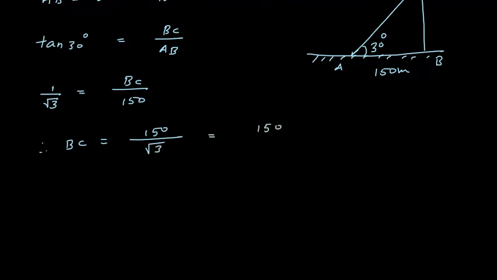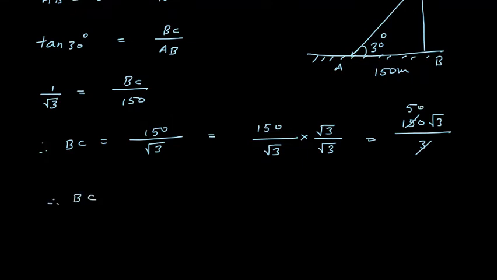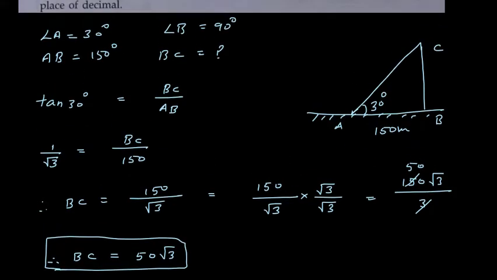Now I have to find up to one decimal place, so I will say that this is 150 upon root 3. What I will do, I will multiply and divide this by root 3. So this will become 150 root 3 upon 3. Now 3 5s are 15. So therefore this BC will become 50 root 3. So BC is 50 root 3. Okay, I get the value of this BC, which is 50 root 3.